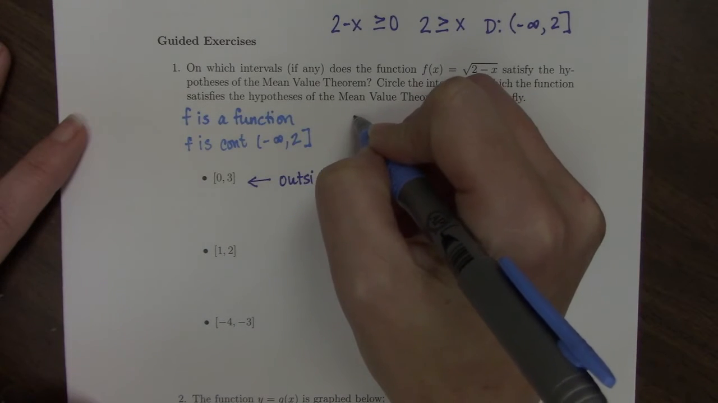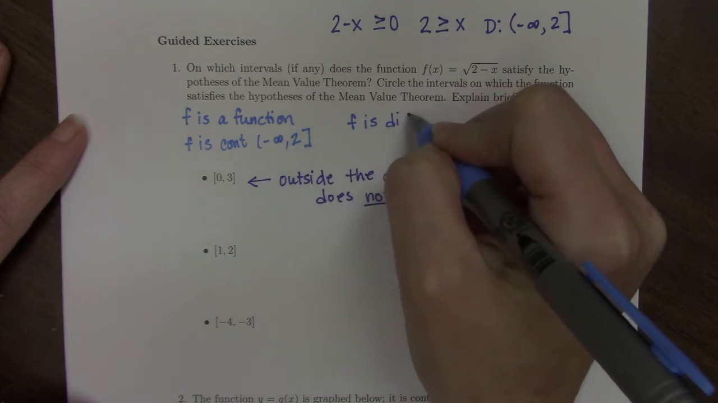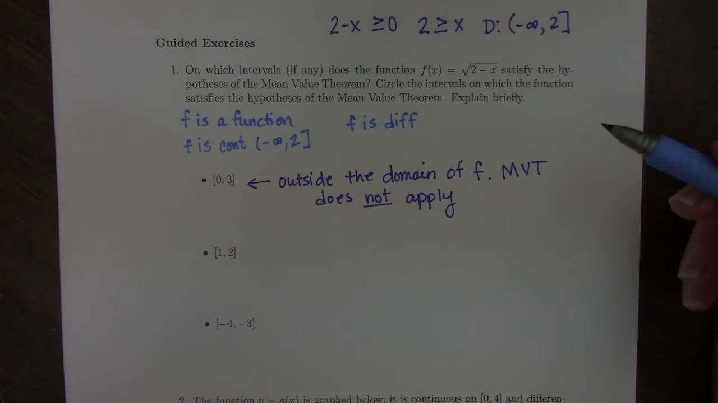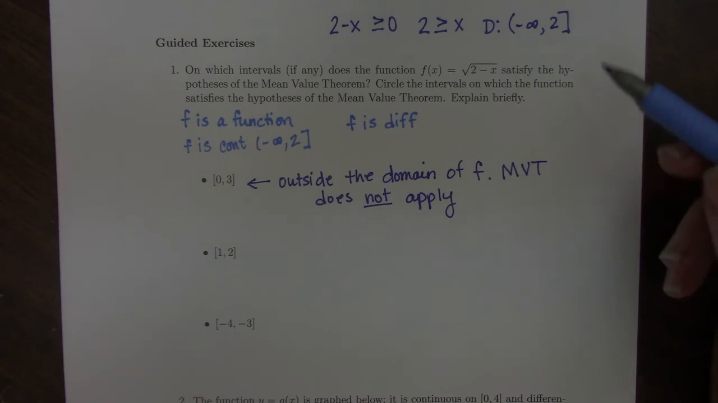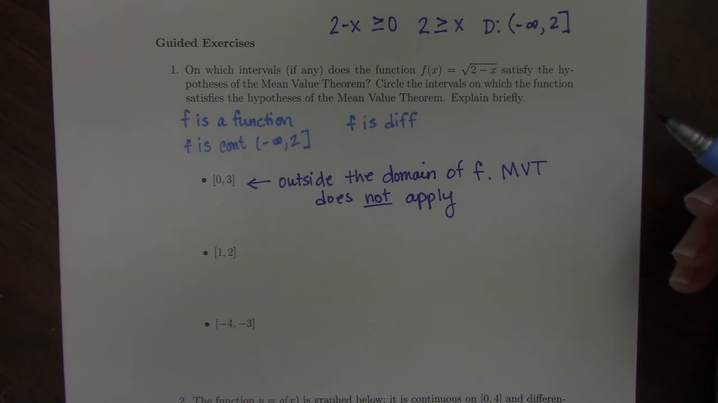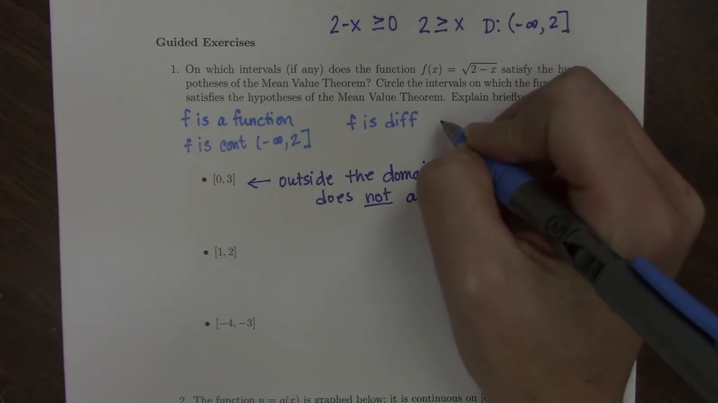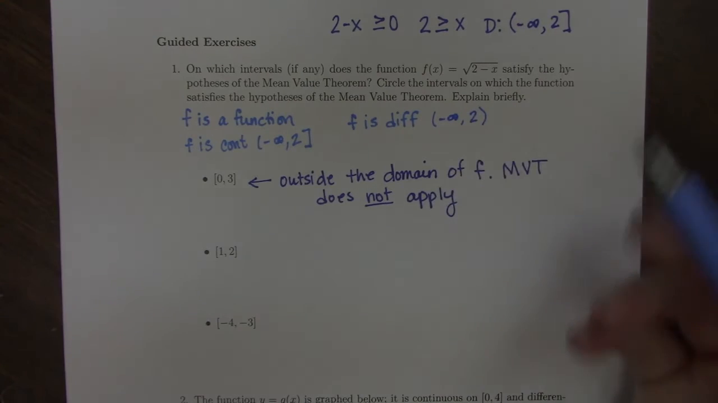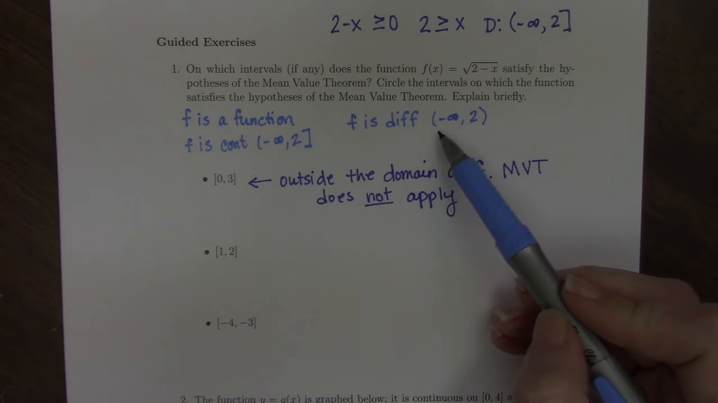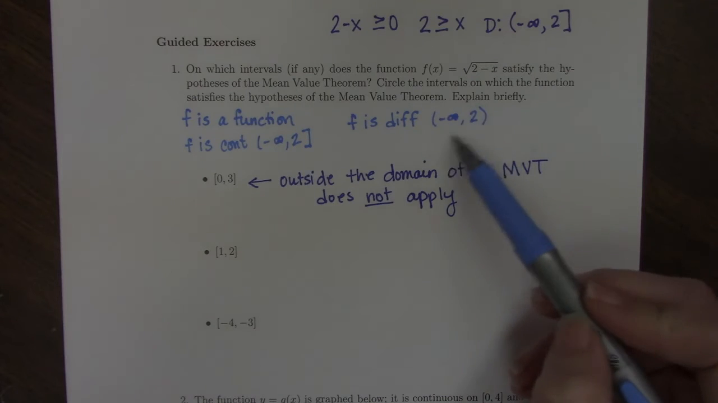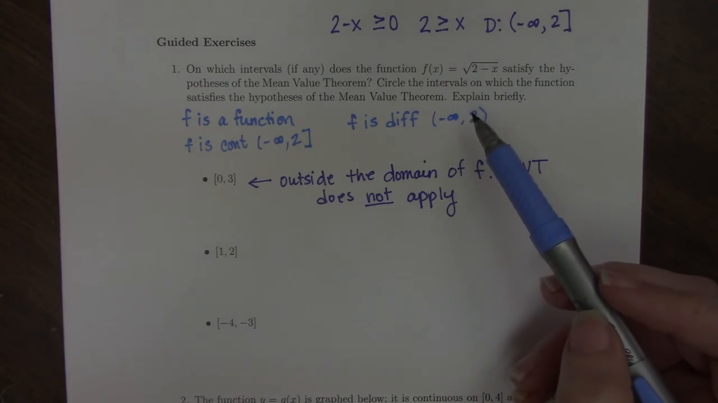F is differentiable, right? So if we remember how square root functions work, at 2, it just stops. The function doesn't go any further. So we have a nice hard endpoint. So it is not going to be differentiable at 2, but it is differentiable on its open domain. So it's differentiable everywhere from negative infinity to everywhere but not including 2. So that means any interval that's inside of here is also differentiable.